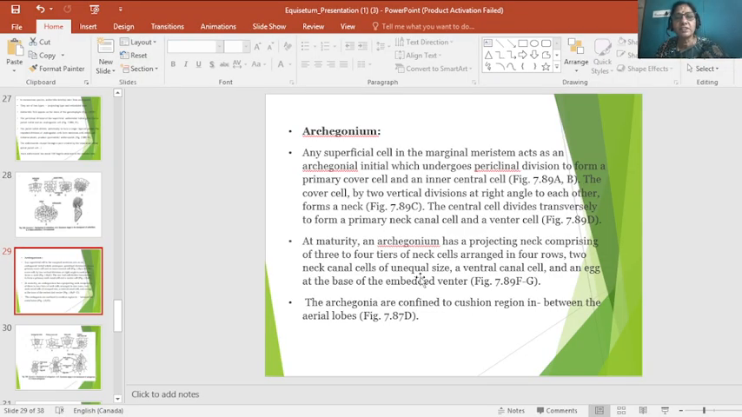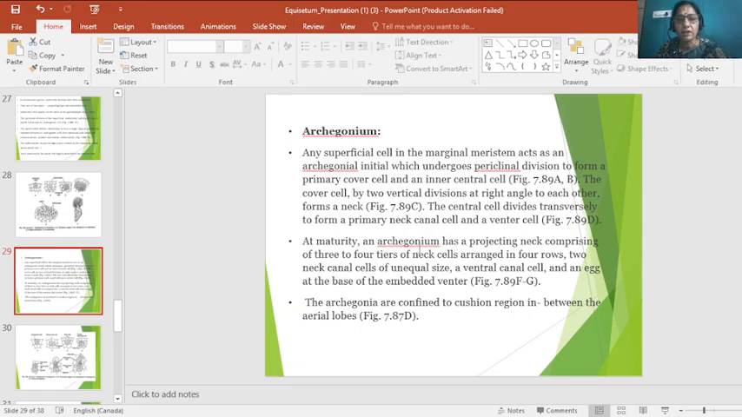Any superficial cell in the marginal meristem acts as the archegonial initial, which undergoes periclinal division to form a primary cover cell and an inner central cell. The primary cover cell, by two vertical divisions at right angles to each other, forms the neck. The central cell divides transversely to form the primary neck canal cell and the venter cell.